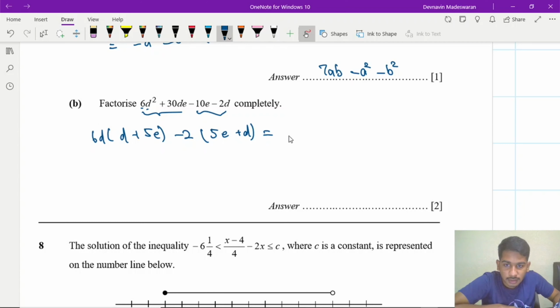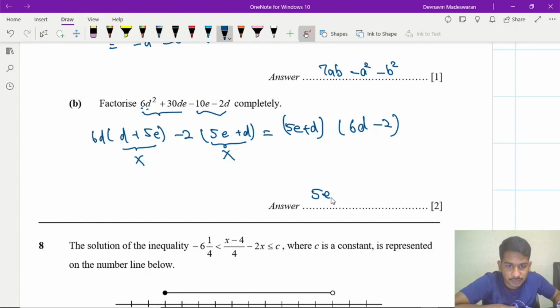So this is like some number, like a big x. This is like a big x. So we can factorize x. So it's going to be 5e plus d, 6d minus 2. And then we're done. 5e plus d times 6d minus 2.